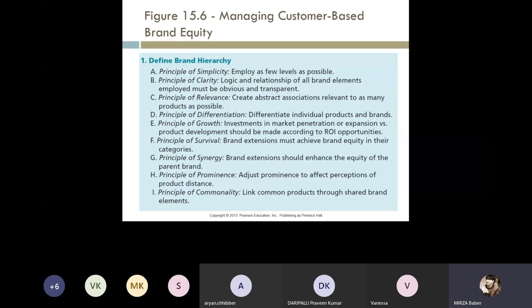Principle of prominence: adjust prominence to affect perceptions of product distance. When you create a new product, how close or distant is it from what you actually make? Here, the iPhone was a very prominent product because Apple was making computers and technological products, but not telecommunication products. That's why when the iPhone came out, people were flabbergasted: Apple make a phone? Nokia making a phone is fine, but Nokia making a computer would be kind of weird.